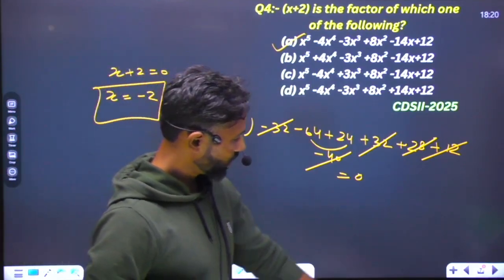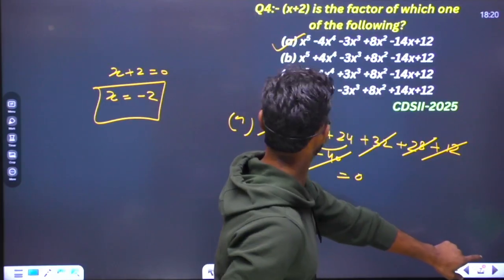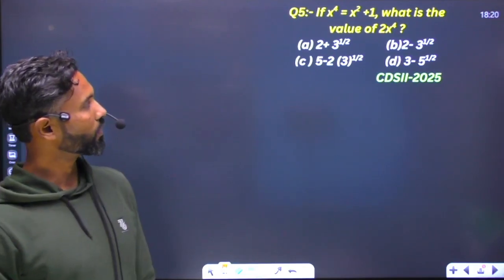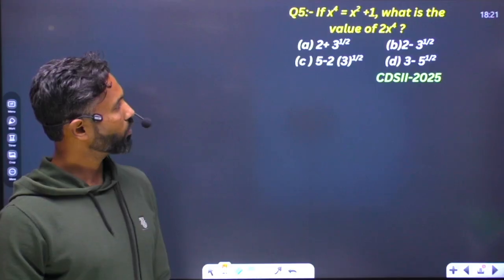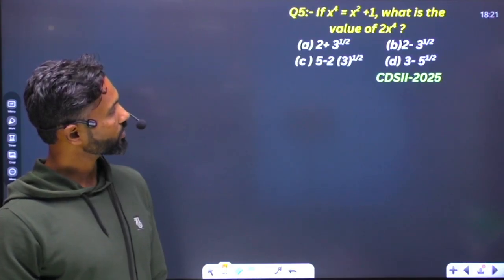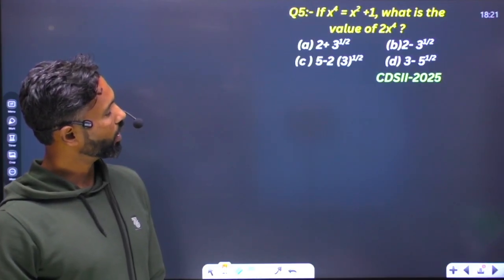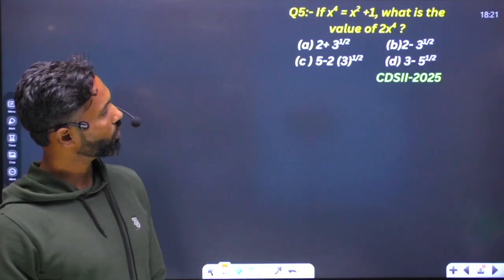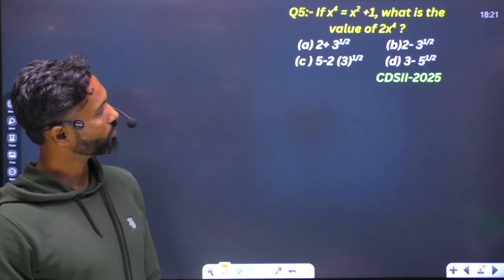Okay, now we have the next question, question number 5. This is question number 5. If x to the power 4 equals x square plus 1, then what is the value of 2x to the power 4? We have to calculate the value of this particular expression.